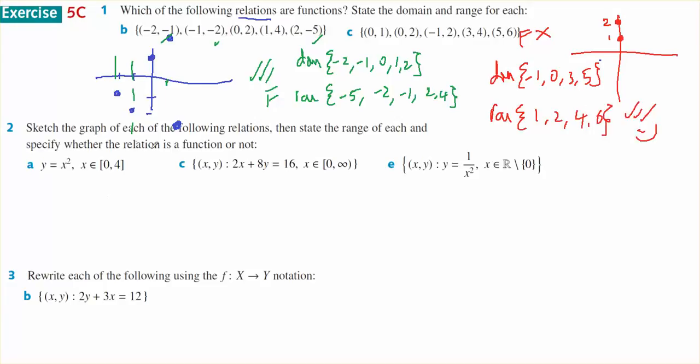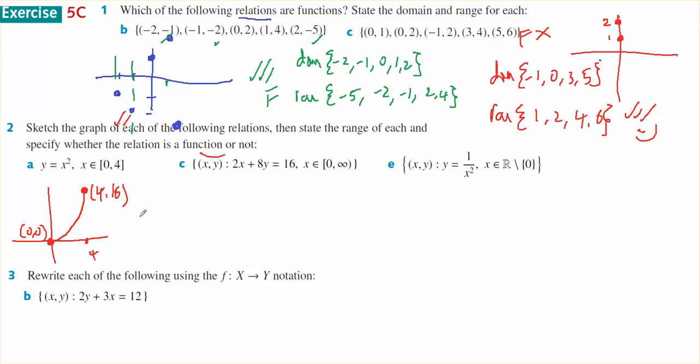Okay, question 2. Sketch curve of each, then state the range of each and specify whether it's a function or not. Okay, I've got y equals x squared, but only from 0 to 4. So therefore it's going to look like this. It's going to be a coloured in dot at either end. That's 4 and 16. That's 0 and 0. So I've drawn my graph.